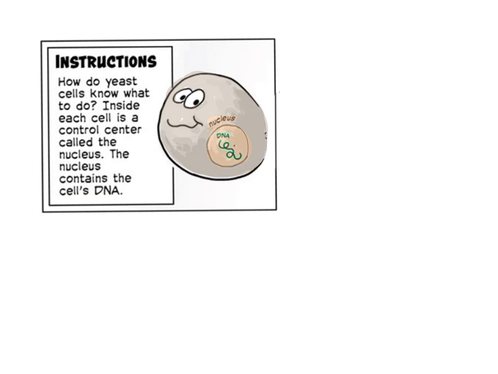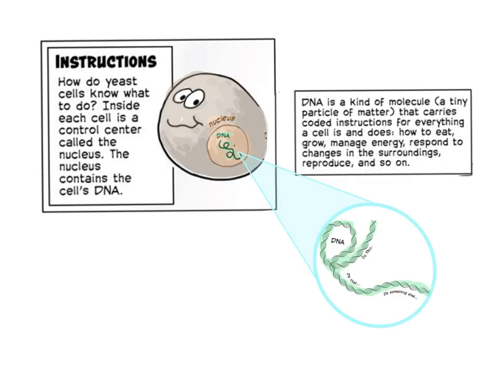Instructions. How do yeast cells know what to do? Inside each cell is a control center called the nucleus. The nucleus contains the cell's DNA. DNA is a kind of molecule, a tiny particle of matter, that carries coded instructions for everything a cell is and does: how to eat, grow, manage energy, respond to changes in the surroundings, reproduce, and so on.